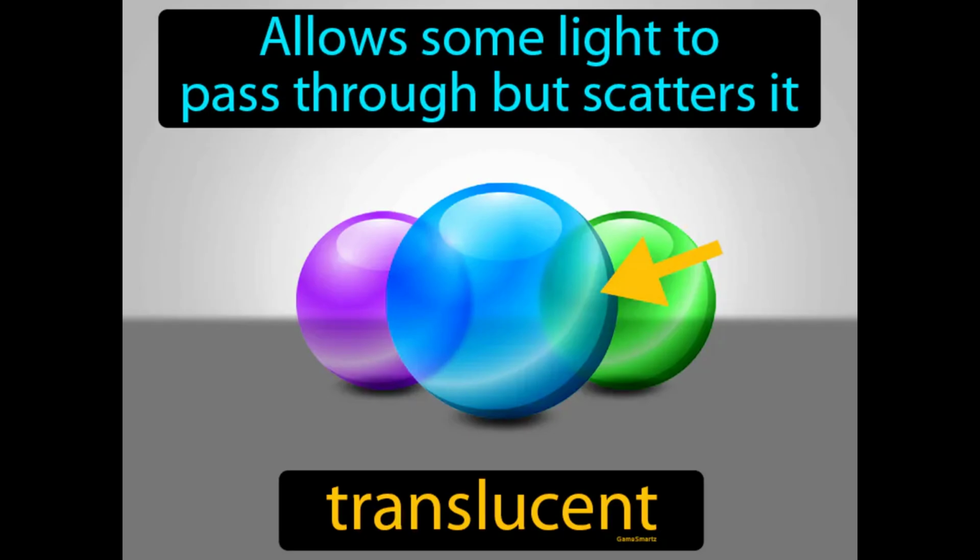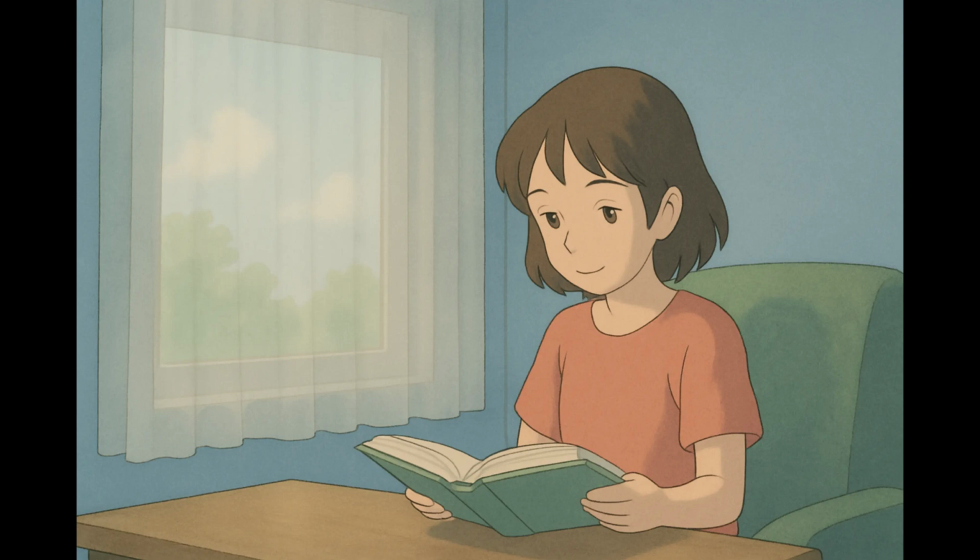Allows some light to pass through but scatters it. Translucent. Translucent materials let light through but blur it so you can't see clear images. Imagine trying to read a book with a window shade partially drawn, letting in just enough sunlight to illuminate the room, but not enough to see everything clearly.